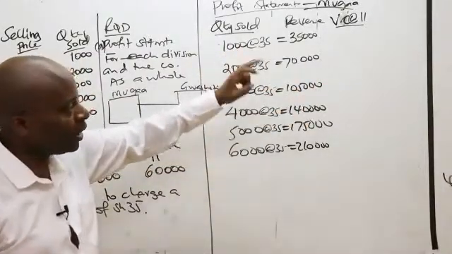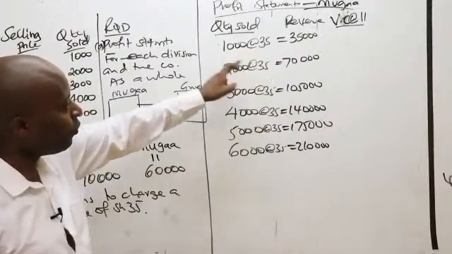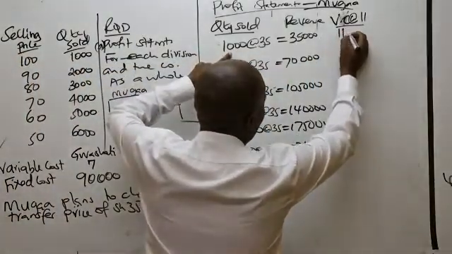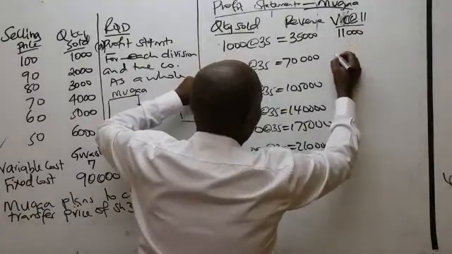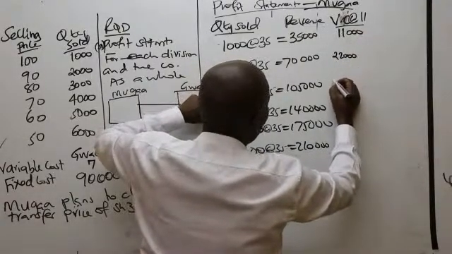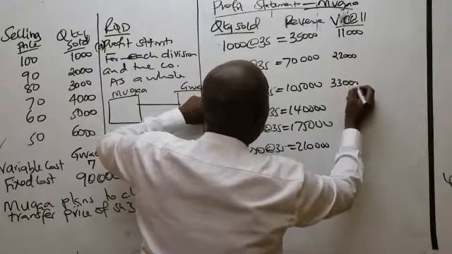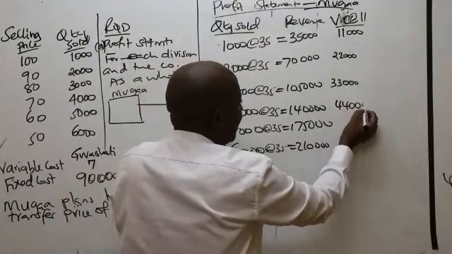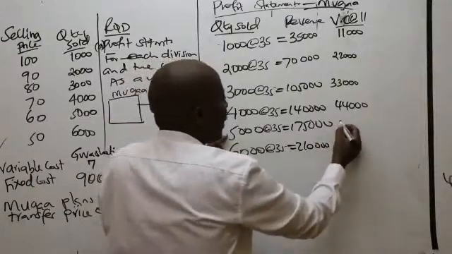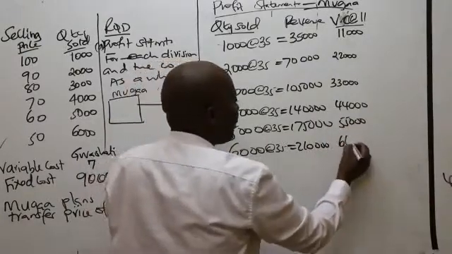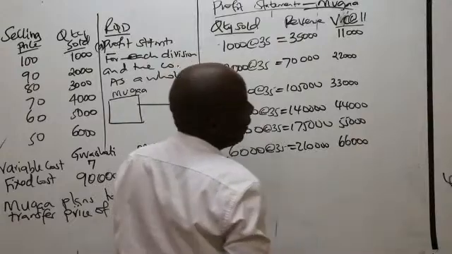Quantity produced times 11. So the variable cost of Muga, the first one here, will be 1,000 times 11. That gives us 11,000. This will give us 22,000, and then 33,000. From there, we have 4,000 times 11, which gives us 44,000. 5,000 times 11 gives us 55,000. 6,000 times 11 gives us 66,000.